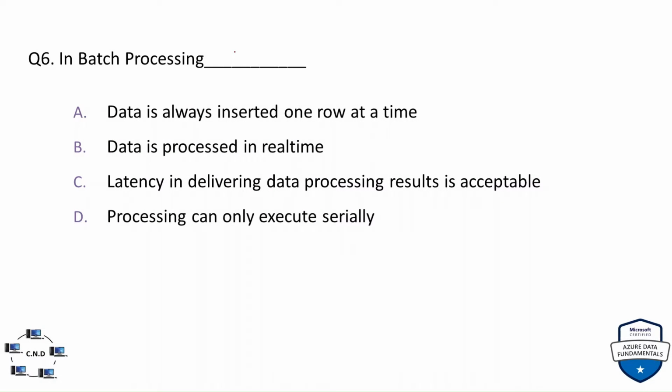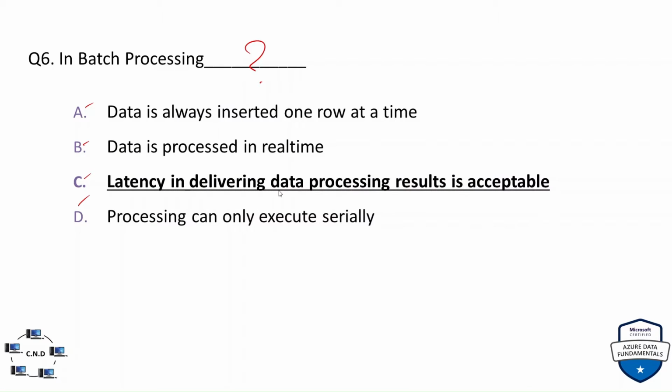Question number six is that what happens in the batch processing, and the options are A. Data is always inserted one row at a time. Option B is data is processed in real time. Option C is latency in delivering data processing results is acceptable. And option D is processing can only execute serially. And the correct option is C. Latency in delivering data processing results is acceptable.